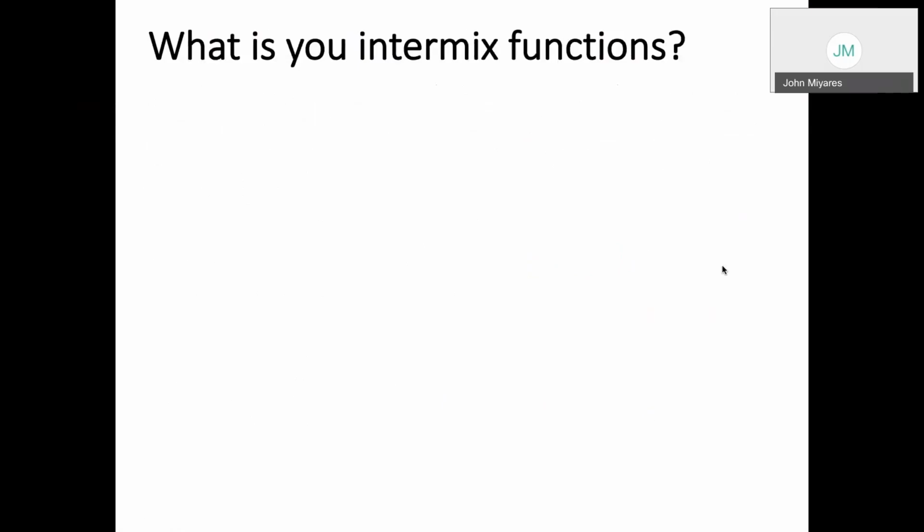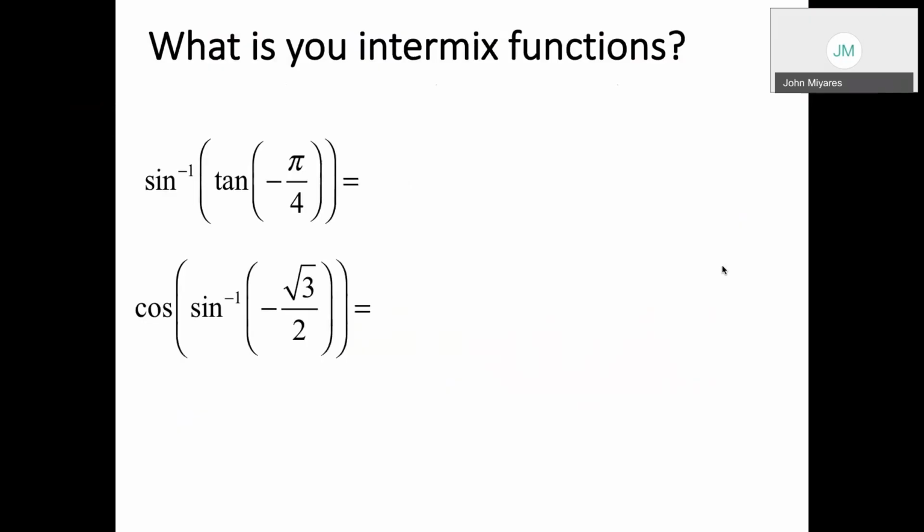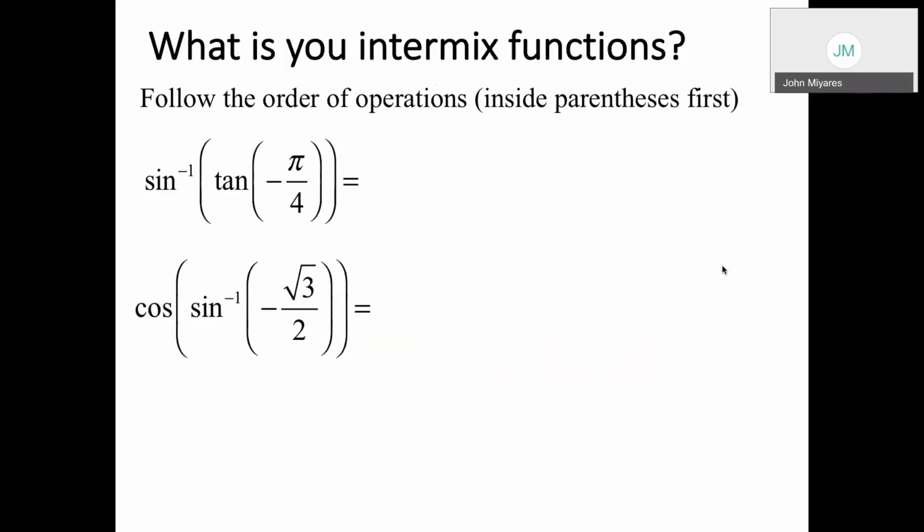Let's look at a few where we might be intermixing functions. Suppose I asked you to take the inverse sine of the tangent of negative pi over 4. As a general rule, based on the order of operations, you always want to start on the inside of the parentheses first. In the first example, the tangent of negative pi over 4 is negative 1. So when we compute the inverse sine of negative 1, we'll get negative 90 degrees or negative pi over 2.